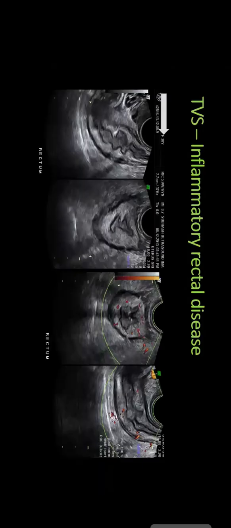Now, this is a case of inflammatory rectal disease. A female of 30 years presented with bloody diarrhea. And on abdomen, there was nothing significant. Ileocecal area was normal, colon was normal. On transvaginal scan, I can see the rectum, part of the rectum is diffusely thick and edematous with prominence of the submucosa and perirectal slight inflammatory fat reaction with hyperemia. So it is an inflammatory rectal disease or proctitis.